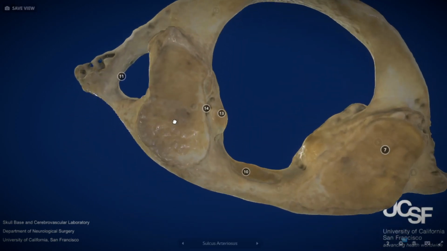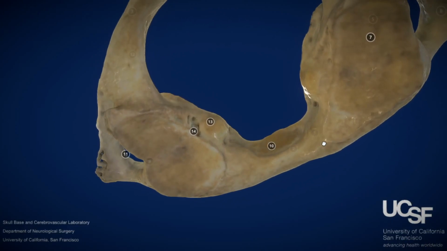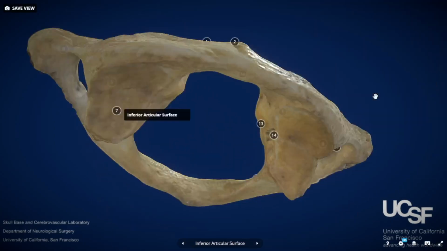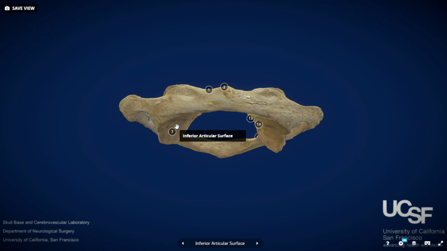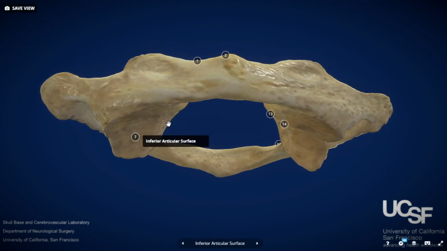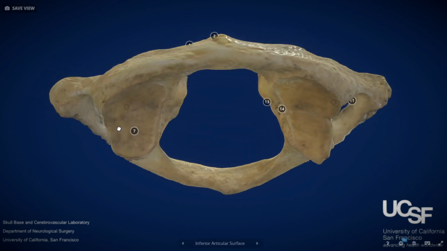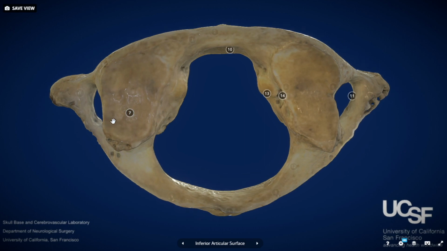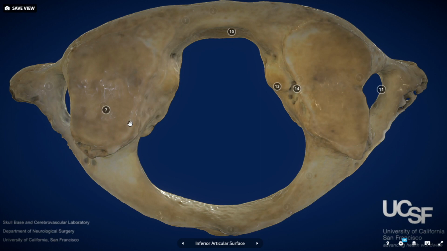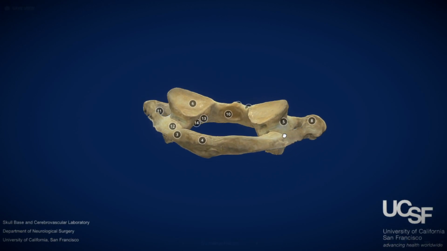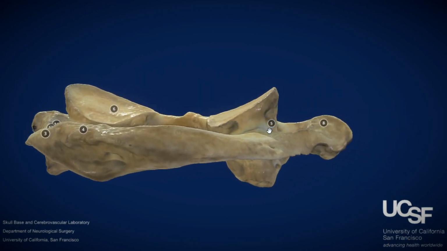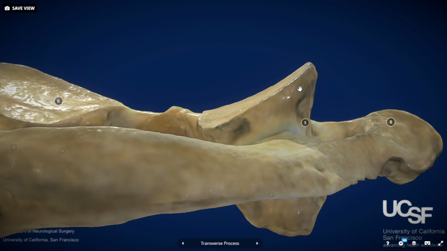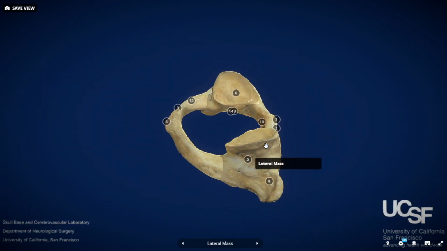And if we move inferiorly, we see the inferior articular surface, which is going to be the place for the articulation between atlas and axis. It has a more parasagittal direction, and in between these two articular surfaces, we're going to have this, which is the lateral mass.